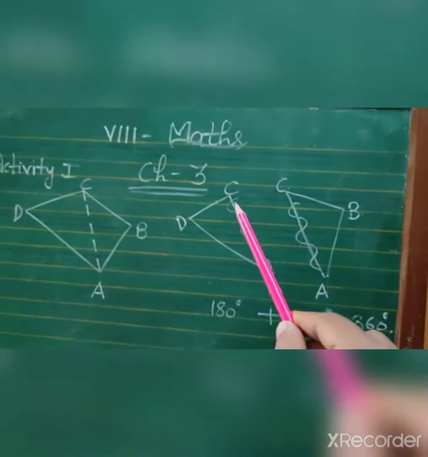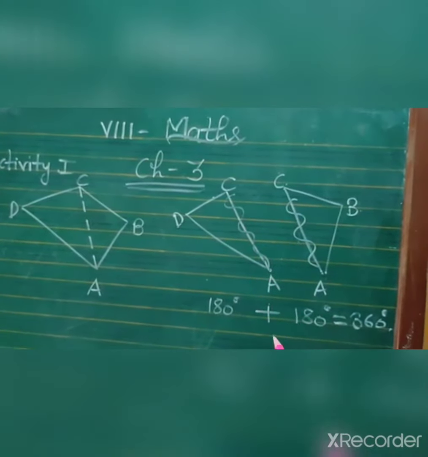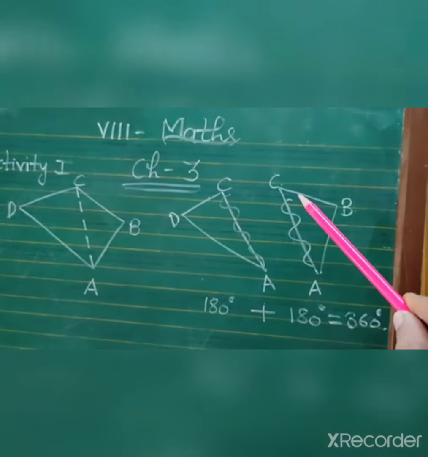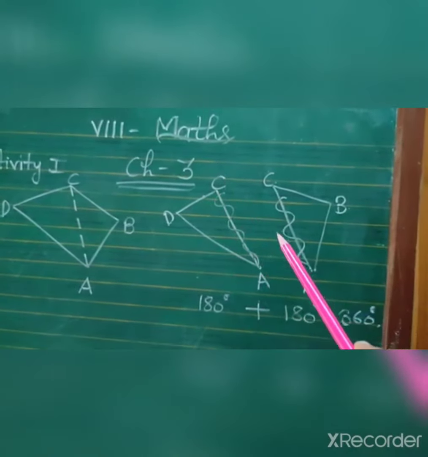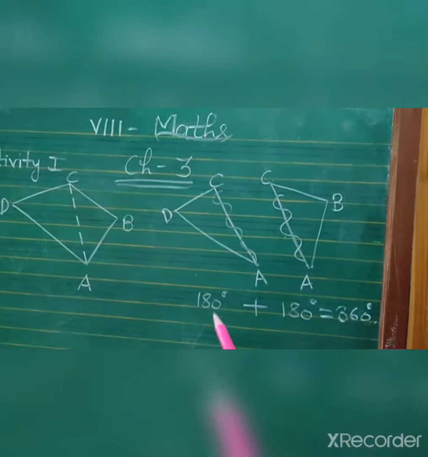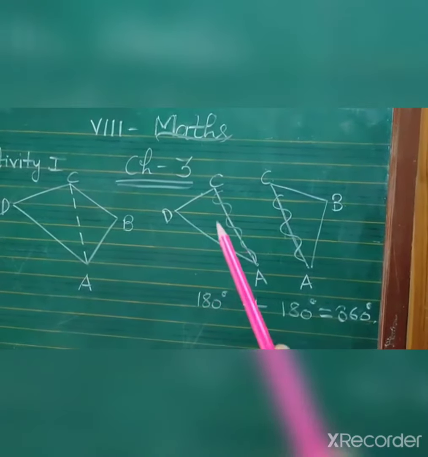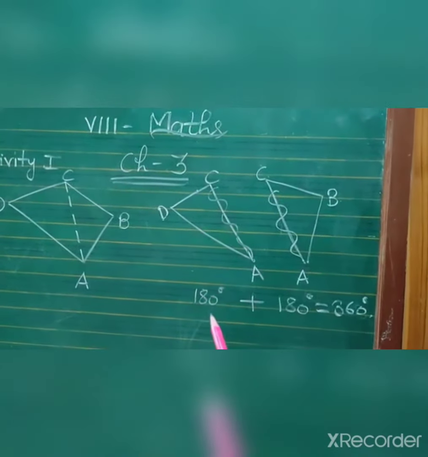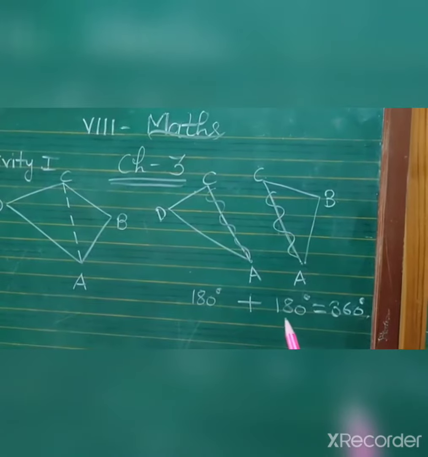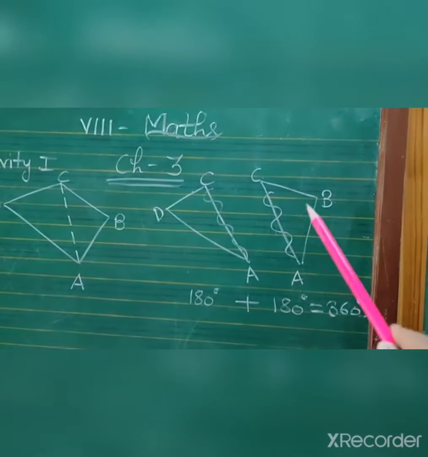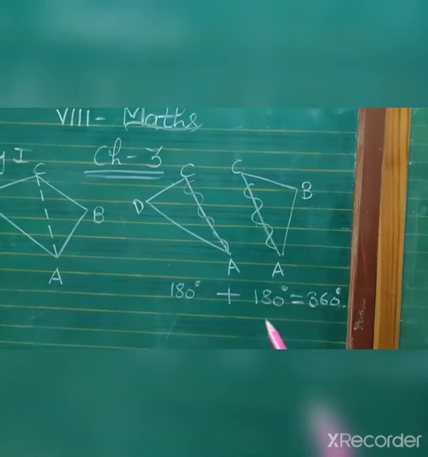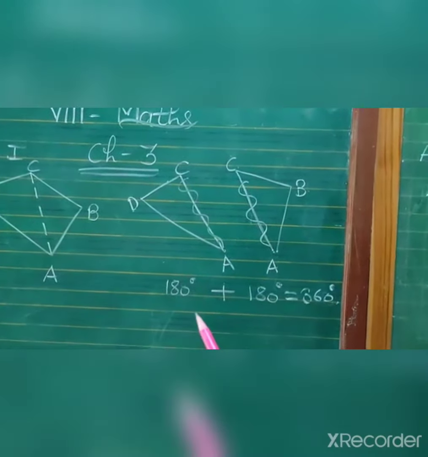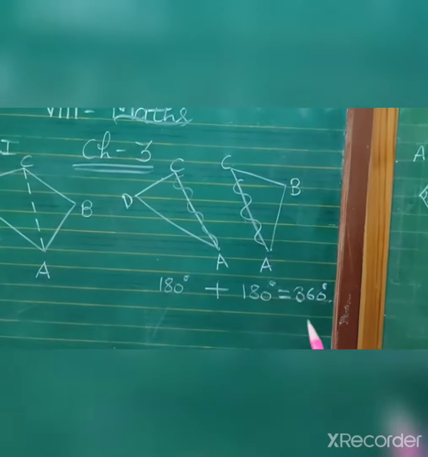DAC. This is the common side in both the triangles, and CAB. Now you know that the sum of three angles in a triangle is 180 degrees. So angle 1, angle 2, angle 3 is 180 degrees. Same way here also, angle 4, angle 5, angle 6. The sum of the angles in a triangle will be 180 degrees. 180 degrees plus 180 degrees equals 360 degrees.